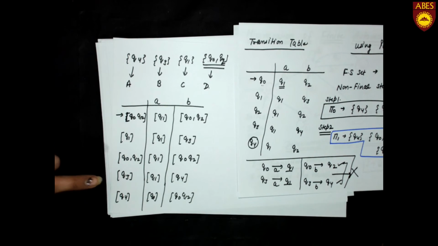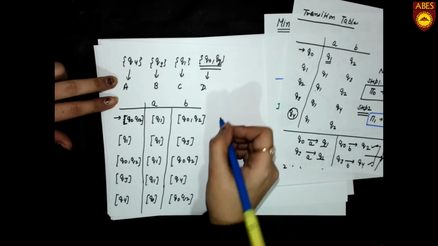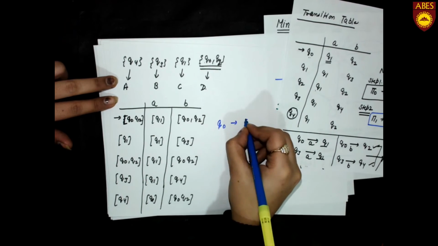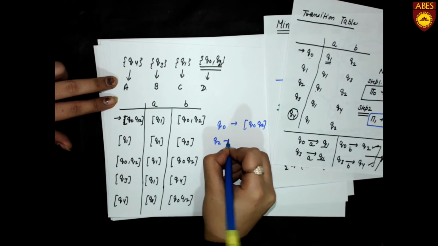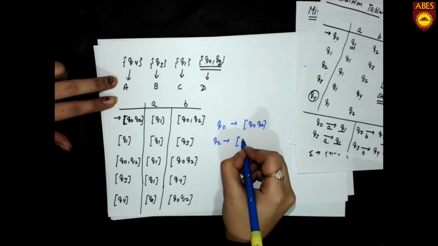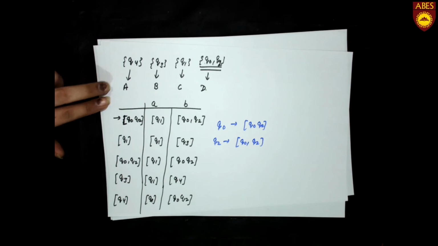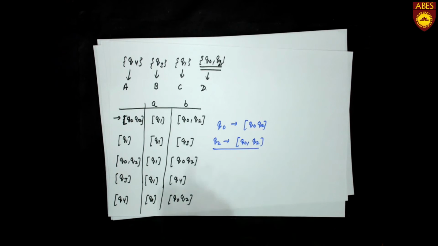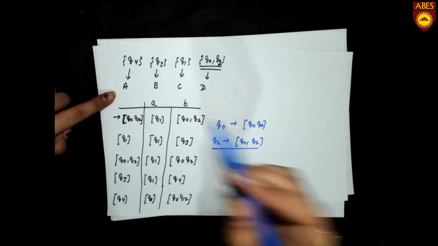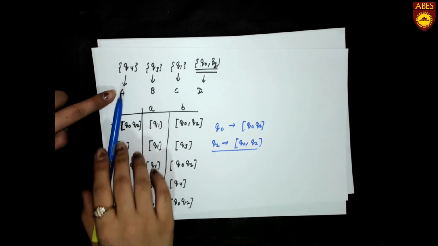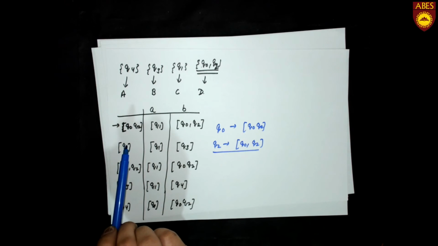From this set, we got what we have to do. In place of Q0, you have to replace Q0, Q2. In place of Q2, you have to replace Q0 and Q2. Fine. Now see Q0, Q2, Q1, or you can write like this. You have to change Q4 to A, Q3 to B, Q1 to C, and Q0, Q2 to D.